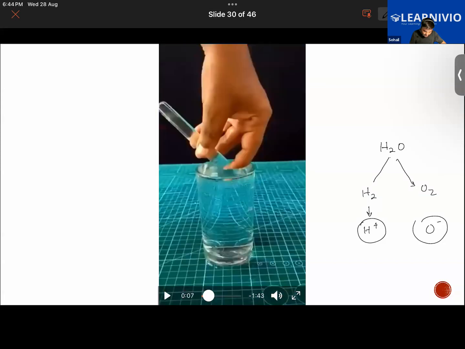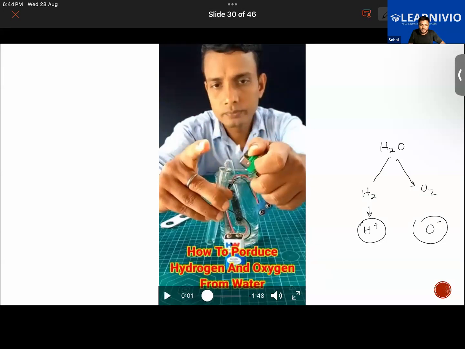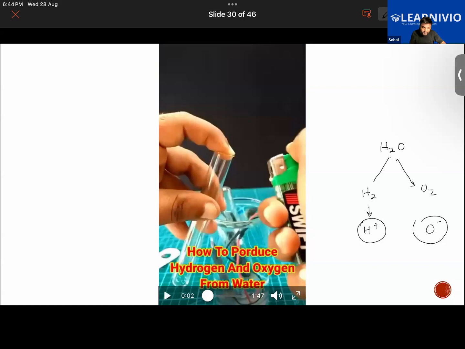In the beginning, as you have seen, as he brought a lighter near to this, it immediately caught fire, as you can see. If it catches fire without producing any sound, that will be oxygen gas. If it catches fire and also produces a pop sound, or a little bit of explosion, then that will be hydrogen gas. Getting it, guys? I hope you have understood why we did this activity.